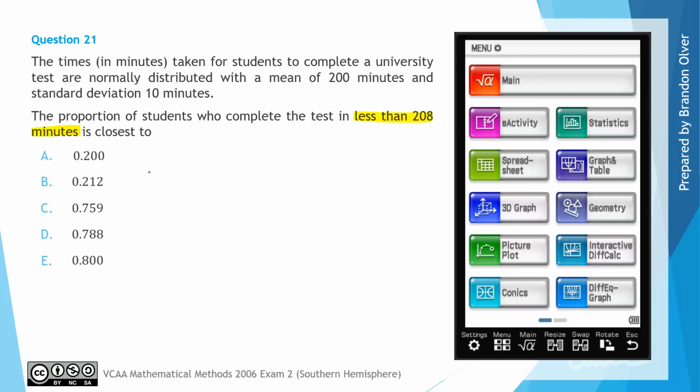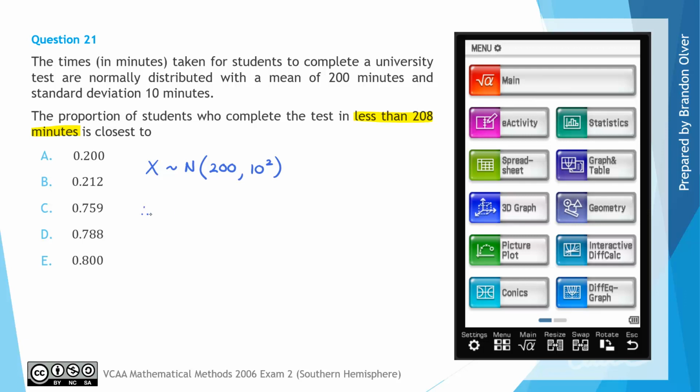So unpacking this question, I'm just going to say that x is our continuous random variable that measures the amount of time taken to complete this test, and that is distributed as a normal distribution with a mean of 200 and a standard deviation of 10. So we put a variance of 10 squared in there because that's the correct notation.